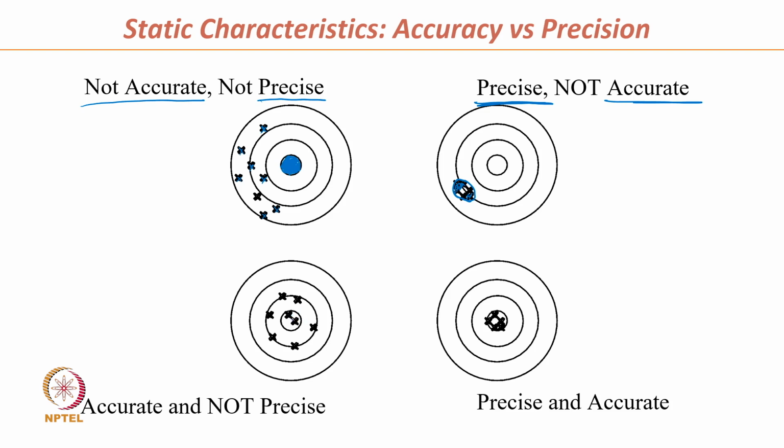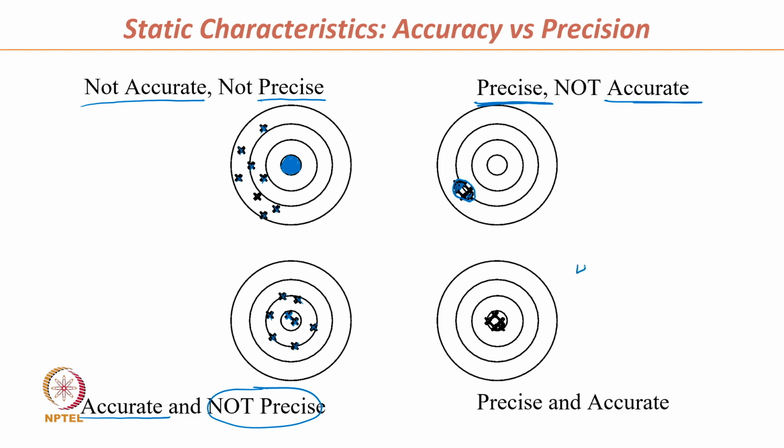In this case, if we see the third case, when we have some hit marks on the true value, it means the measurement is accurate, but it is not precise again, because we see there is a distribution of these hitting marks.